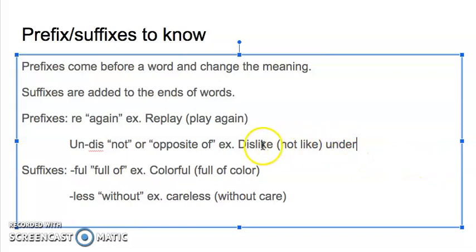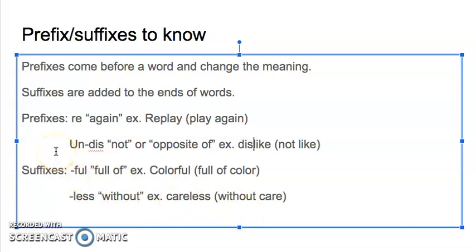One thing I do want to point out with un is that under is not an example of this prefix. Because usually with prefixes, if you take out the prefix, you still have a word. If I take out un and under, der is not a word. Therefore, it's not an example of the un prefix. Prefixes have to be added to a word. Okay? Same thing with suffixes. They have to be added to a word. So if you cut them out, you still have a word there.